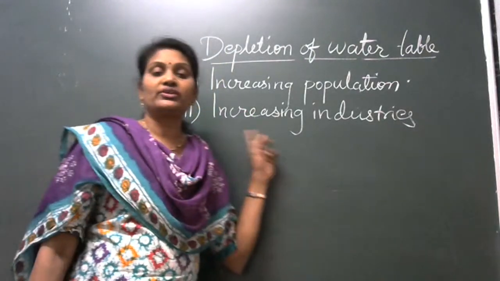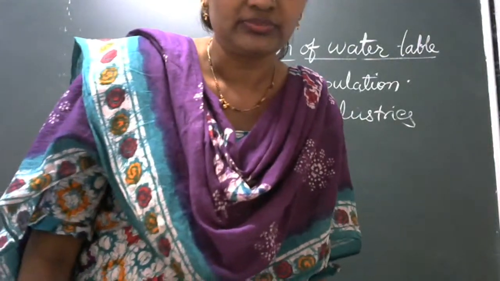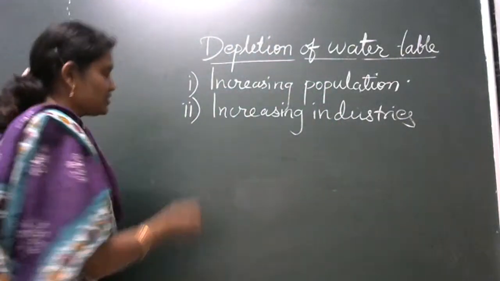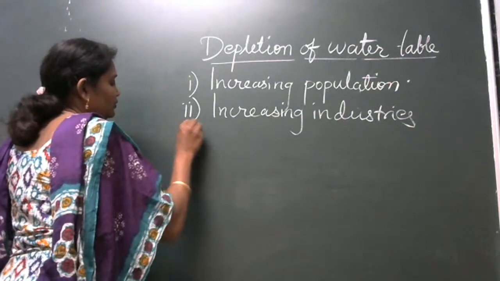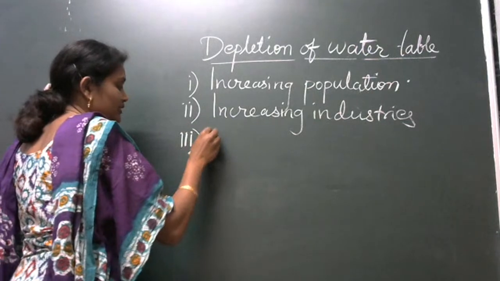So this, have you understood, everyone? Okay, so now next, agricultural activities. So due to agricultural activities also depletion of water table takes place.